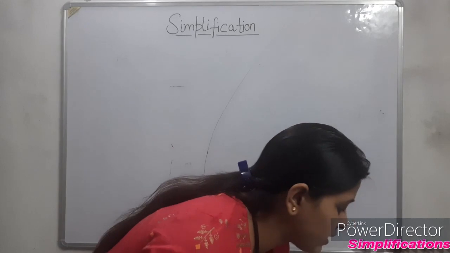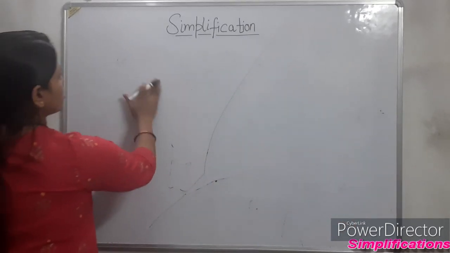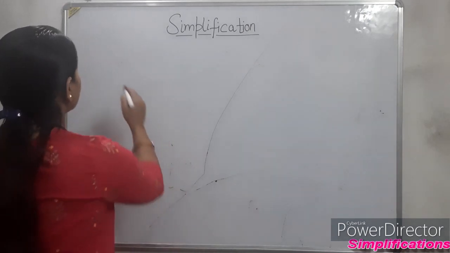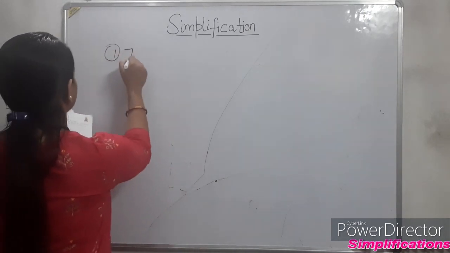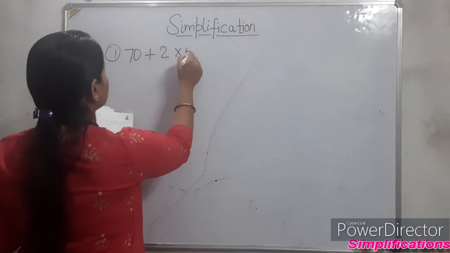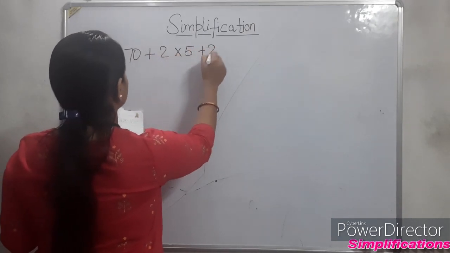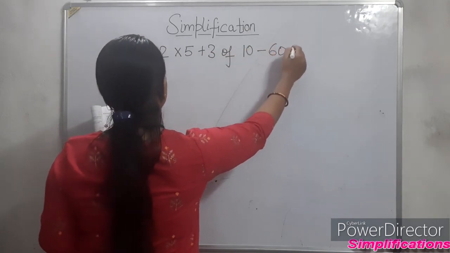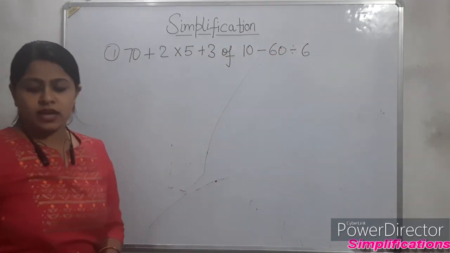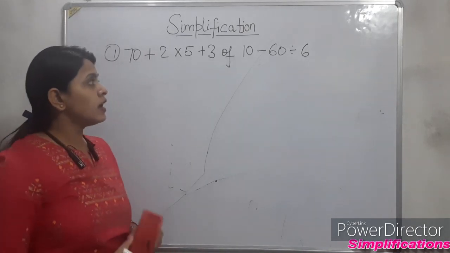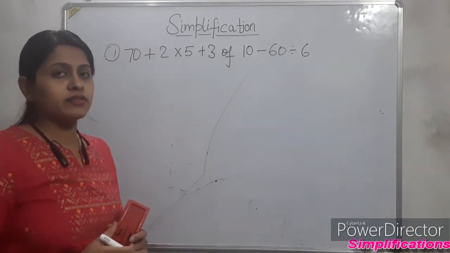Now we take very few simple questions. You can take simplification questions from any of your mathematics books. The first question I have taken is 70 plus 2 into 5 plus 3 of 10 minus 60 divided by 6. So this is one of the simplification questions I have taken. Now, how do we have to solve this?